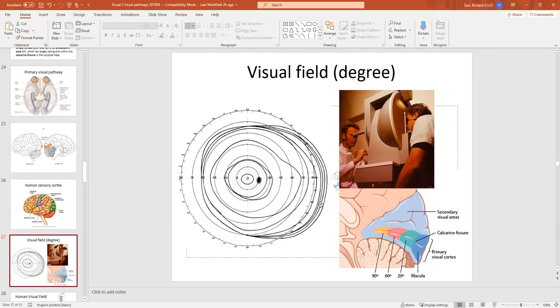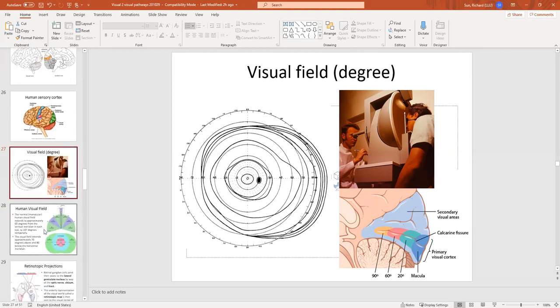And so this has a very large region, compared to the others, to process the signal in the visual cortex. The macular signals are processed closer to the peripheral portion of V1, then dipping into these circles, it processes the 20 degree region, 60 degree region, and 90 degree region in the end. So that's the visual field, all right?